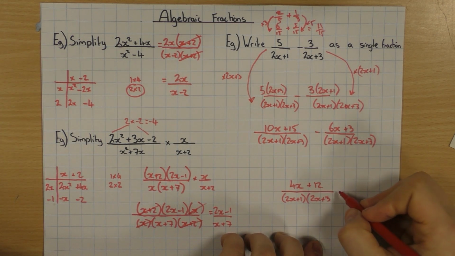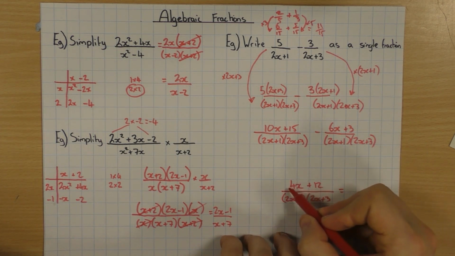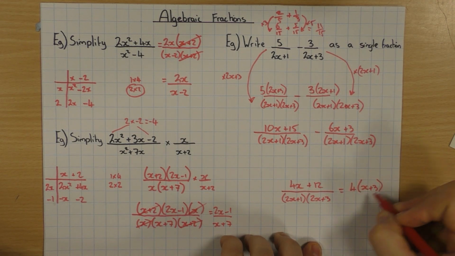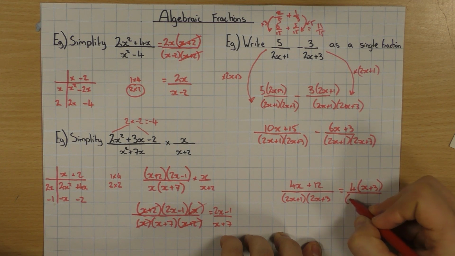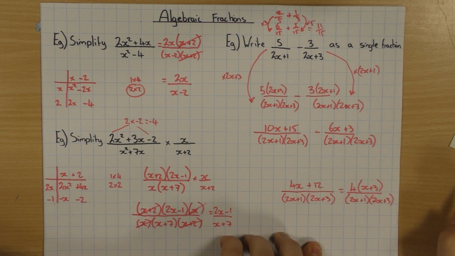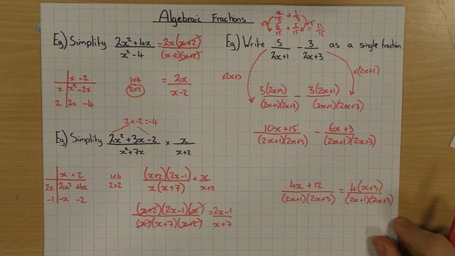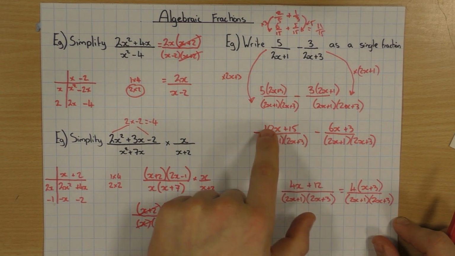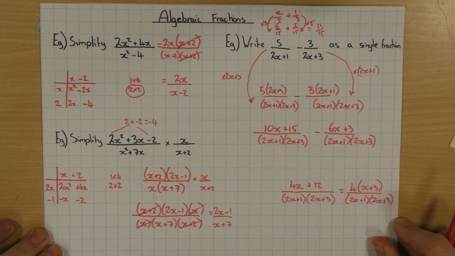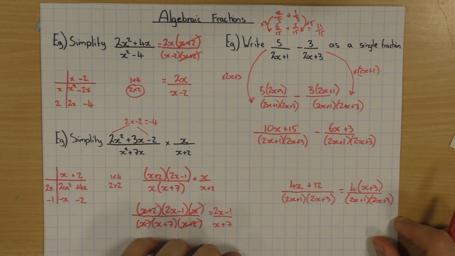And if you want to simplify it even further, you could then factorize this into a single bracket to have the following. I just noticed I missed my bracket off there. Okay, so that's how you do one if you're subtracting. Obviously, it's exactly the same if you're adding, except at this stage you would add the numerators, not subtract them. Okay, so that's those examples.